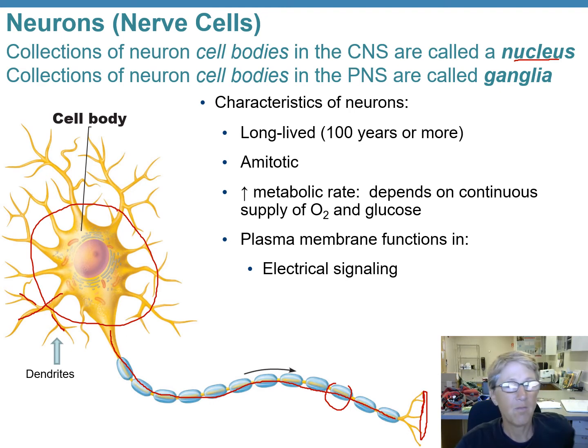And neurons are interesting. They can live 100 years or more. They're amitotic. That means they don't do mitosis. So if you crush them or destroy them, they don't repair themselves. At least we don't think they do now, but I'm sure scientists will find a way to get them to repair themselves. They have a really high metabolic rate, so they need a continuous supply of oxygen and glucose. That's why when you're low glucose, low blood sugar, you can feel a little woozy. And the plasma membrane functions in electrical signaling. So the plasma membrane is covering this whole thing. The whole neuron has a plasma membrane around it.